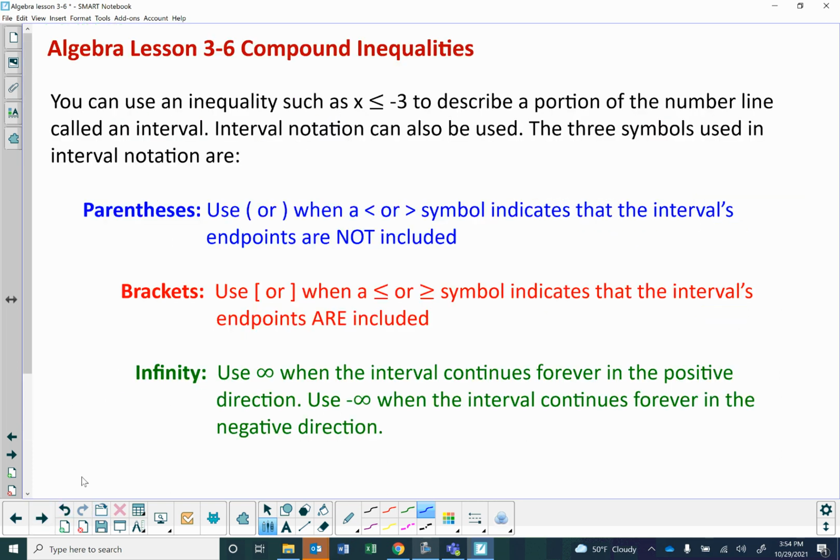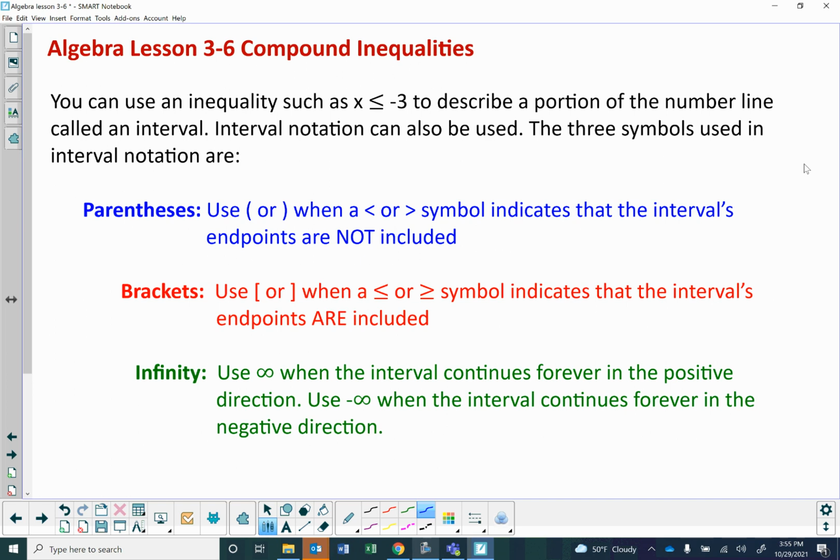The last thing we're going to talk about is what's called writing things in interval notation. Okay, you can use an inequality such as x is less than or equal to negative 3 to describe a portion of the number line called an interval. Interval notation can also be used, and the 3 symbols we use are the parentheses. Okay. Use the parenthesis.